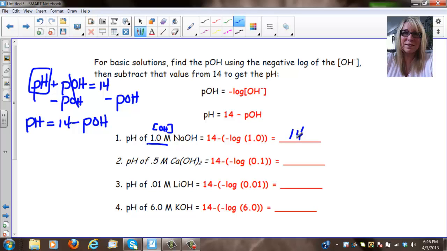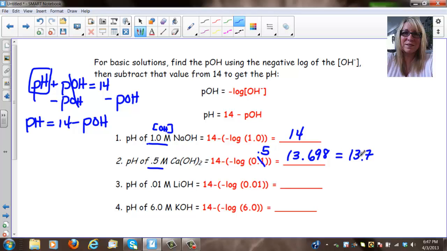For the pH of 0.5 molar calcium hydroxide, I'm going to do 14 minus the negative log of, this is a typo, this is 0.5, so the negative log of 0.5. So please make that correction. It's not 0.1, it's 0.5. And then if we take 14 minus the negative log of 0.5, we get 13.698. So we can make this 13.7 for our pH.